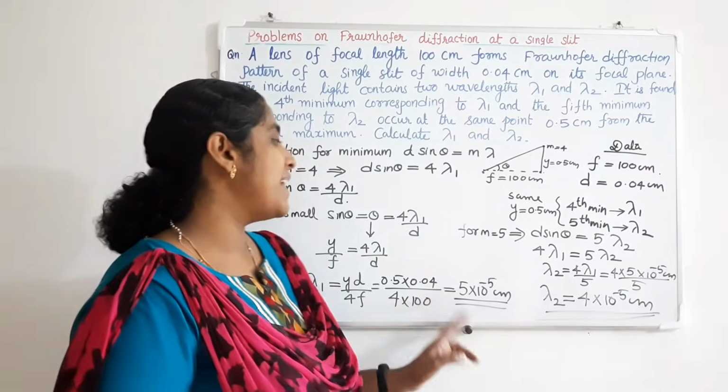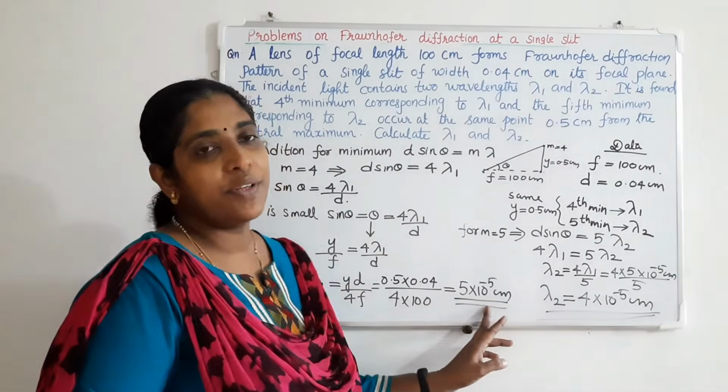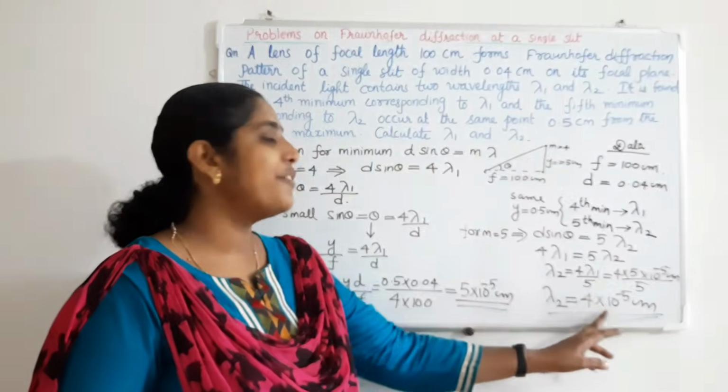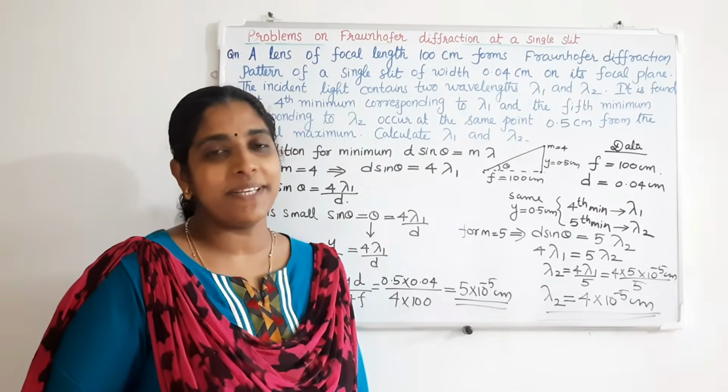So the two wavelengths in the given light are 5 into 10 raised to minus 5 centimeter and 4 into 10 raised to minus 5 centimeter respectively.